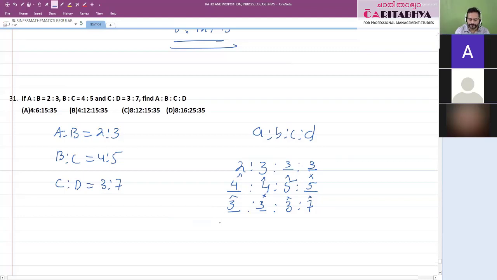24 is to 3 into 4, 12 into 3, 36 is to 3 into 5 into 3, 45 is to 3 into 5, 15 into 7, 105.